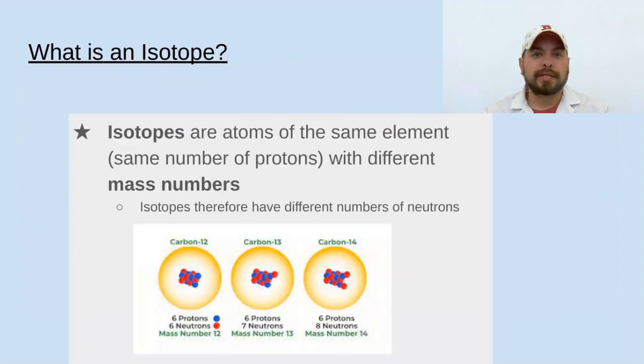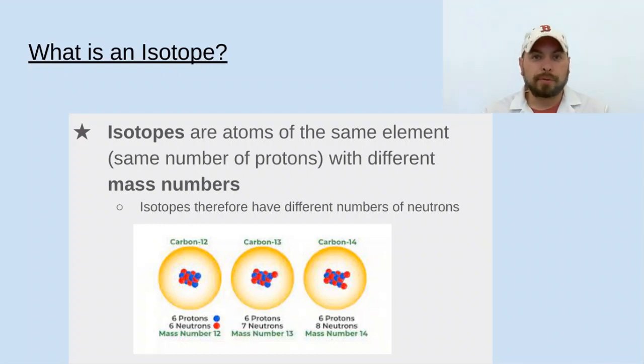Starting with a basic definition of an isotope. By definition, each atom of the same element has the same number of protons. However, they can vary in the number of neutrons that they have. So maybe my two atoms here have the same number of protons, but a different number of neutrons. This leads to a different mass. They are different isotopes.